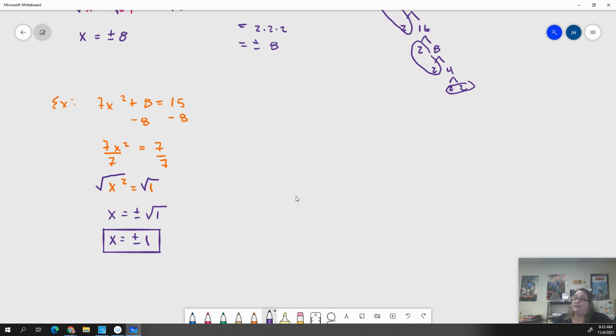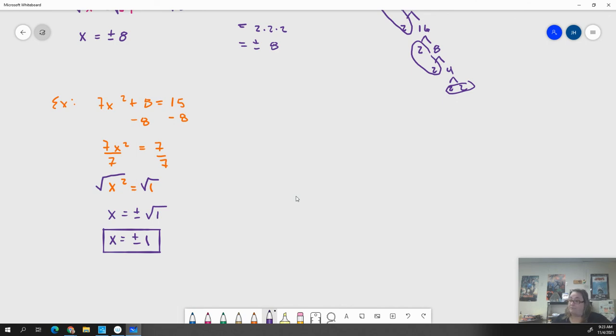Notice that it is 2 answers. It is positive 1 and it's negative 1. And that'll come in really handy when we get into the quadratic formula. Because if you remember with quadratics, a lot of times we have 2 solutions, right? Most of the time we have 2 solutions.